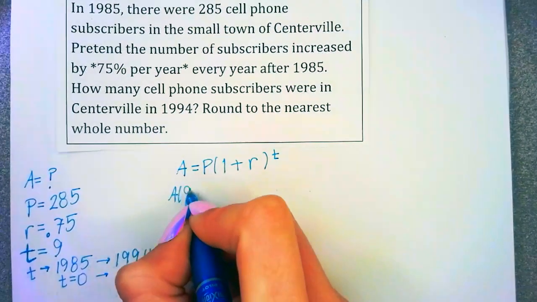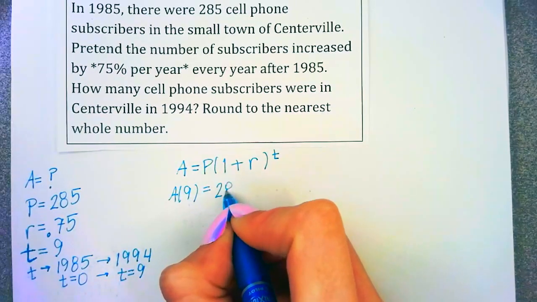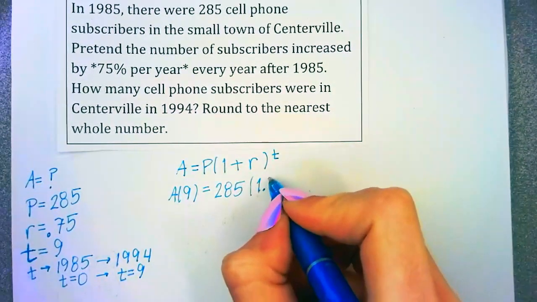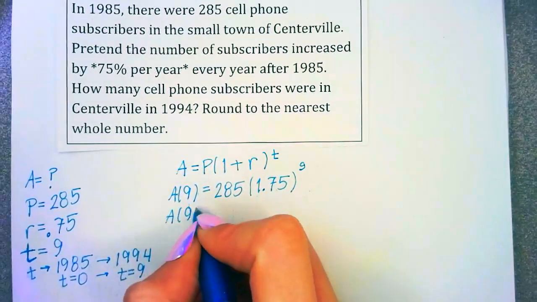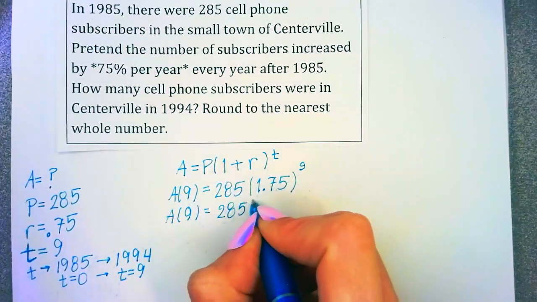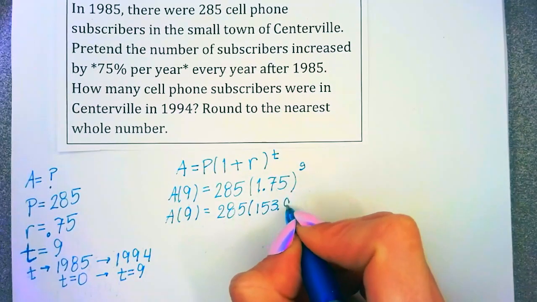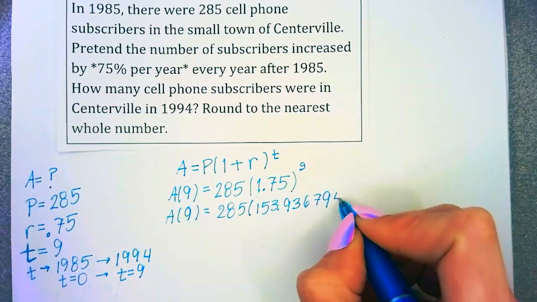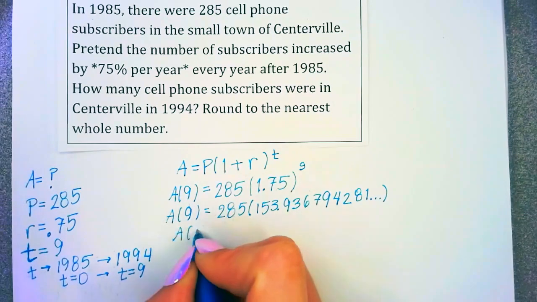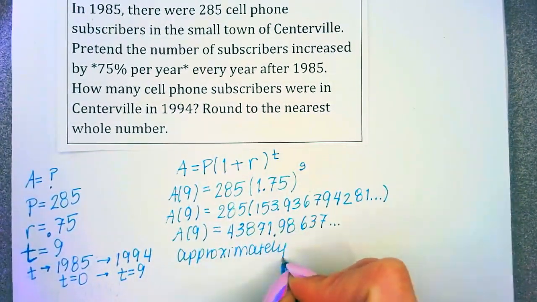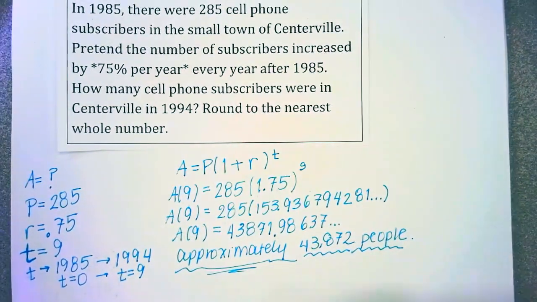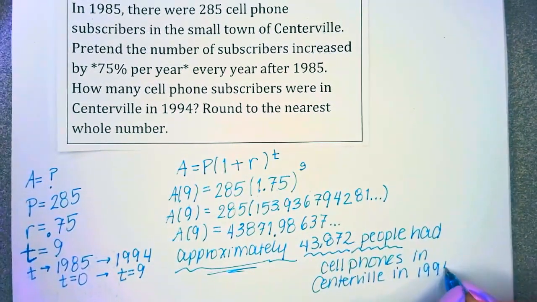The number of cell phone subscribers after 9 years equals 285 times the quantity of 1.75 raised to the 9th power. I'll use the calculator to raise 1.75 to the 9th power. This gives me 153.936794281, and so on. Multiply that by 285. The number of cell phone subscribers in Centerville in 1994 is approximately 43,872.